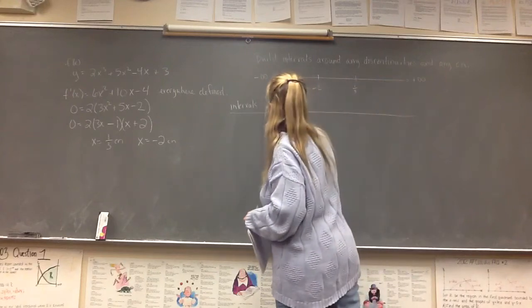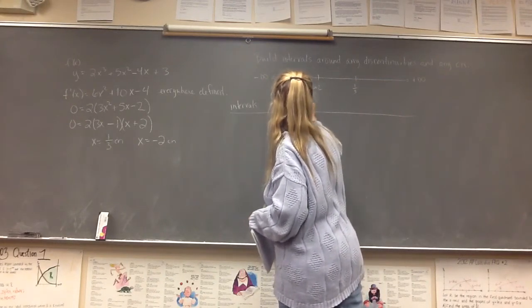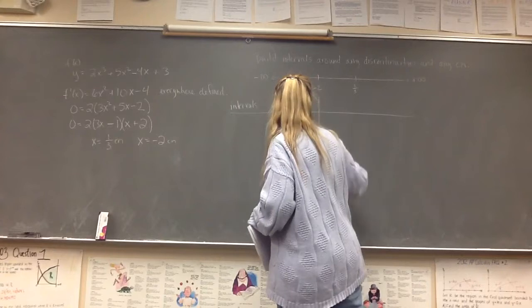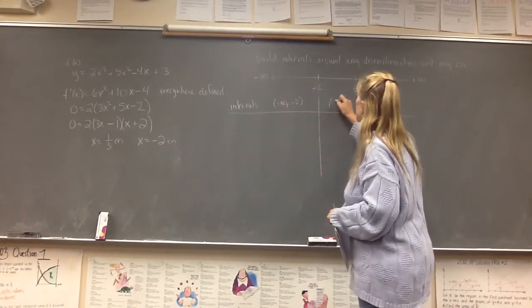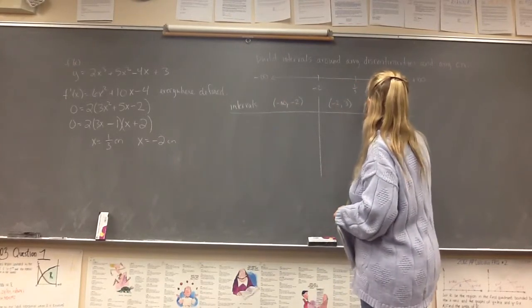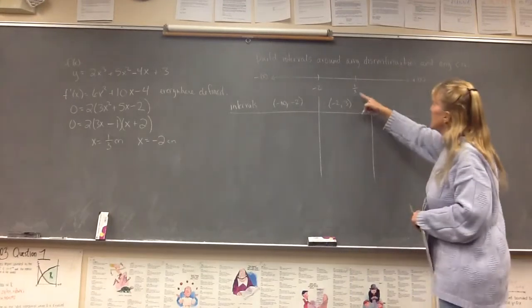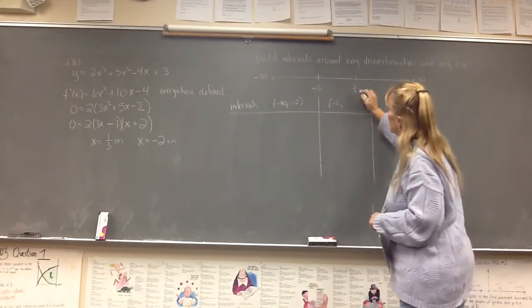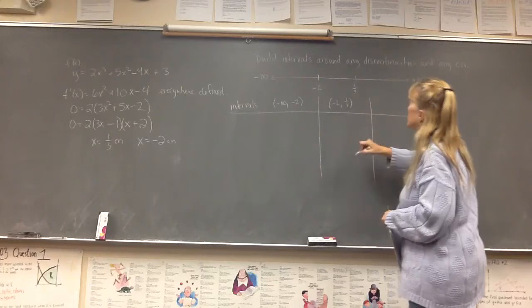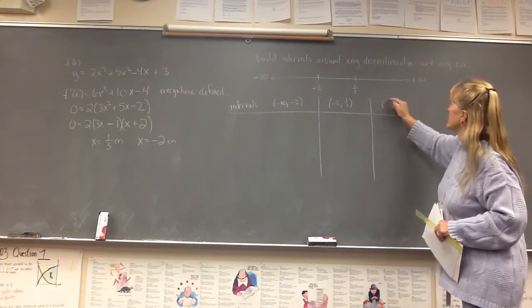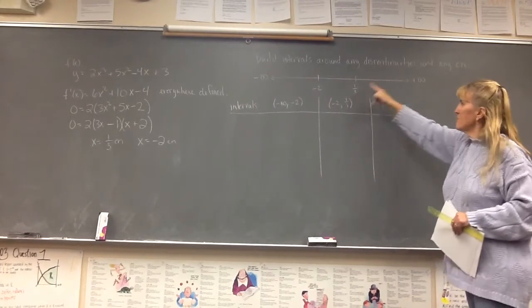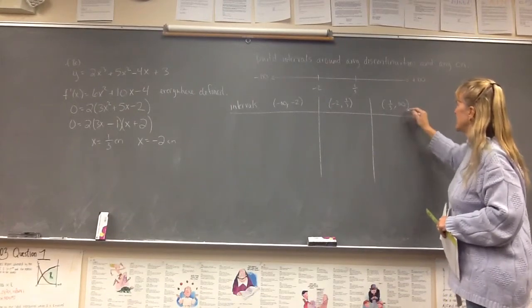We're going to go from negative infinity all the way to -2. Then we're going to draw a vertical line, and then we're going to go from -2 all the way to 3. Then we're going to draw a vertical line. And then, oh, I don't mean 3, do I? I mean 1/3. You should catch me on that. Oh, there's no way I could hear you, even if you were saying it. From 1/3 to positive infinity.